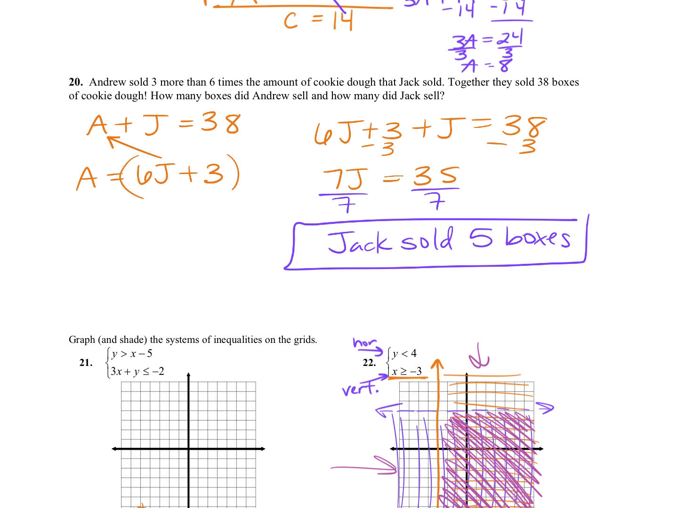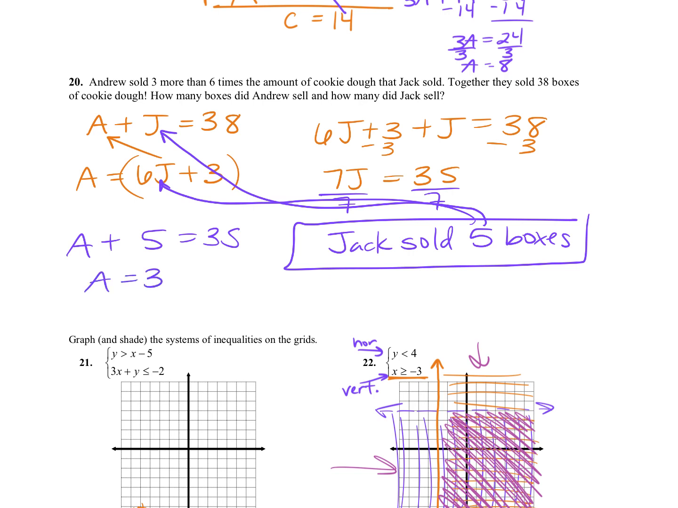Okay. Then the other one, if we know Jack sold 5, we can plug Jack in here. Andrew plus 5 equals 38, or you could plug it in here, right? So take away 5, and Andrew would be, oops, that was 38. 33 boxes for Andrew. Tell me Andrew sold 33 boxes and Jack sold 5 boxes.